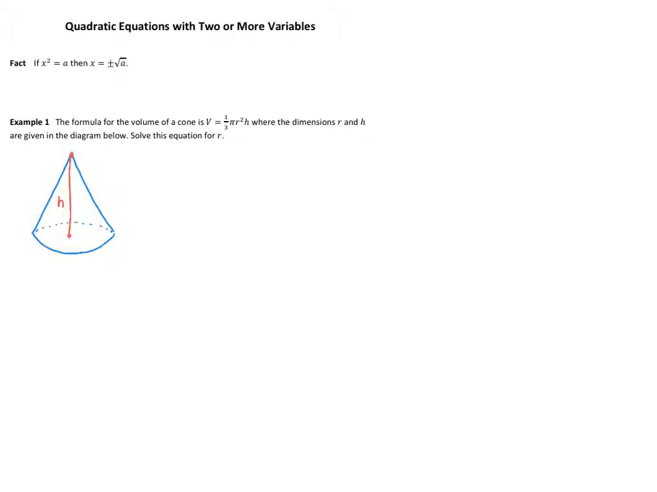And then r represents, on the circle, the radius. How far you go from that center point out to where the circle is. These are the two dimensions that you would need to figure out the volume of any cone that looks like this. But I want to solve the equation for r, so let's start there. V is equal to 1/3 pi r squared h.